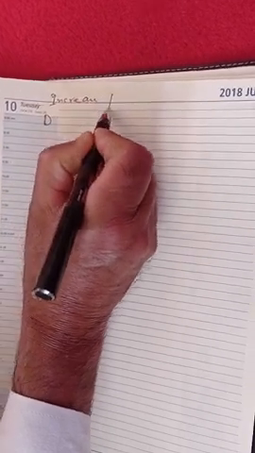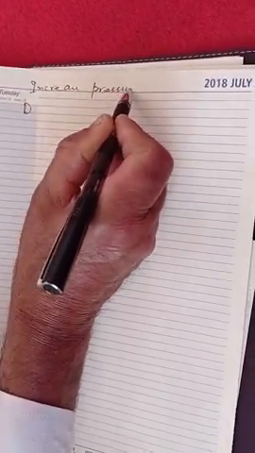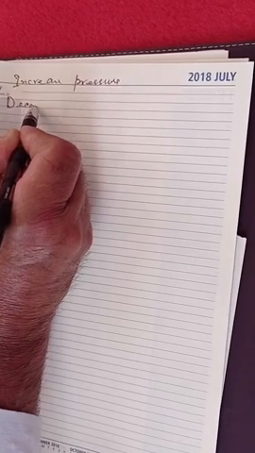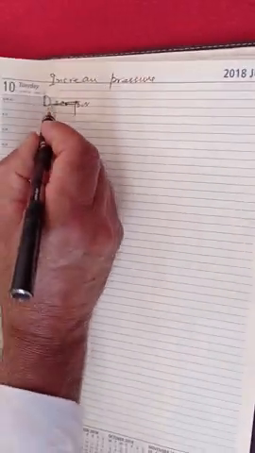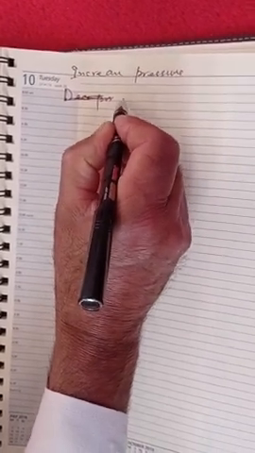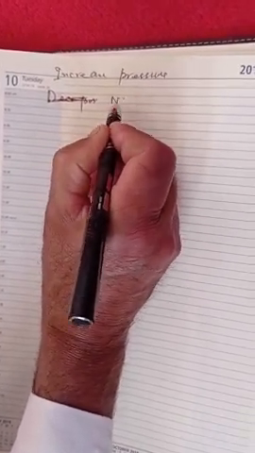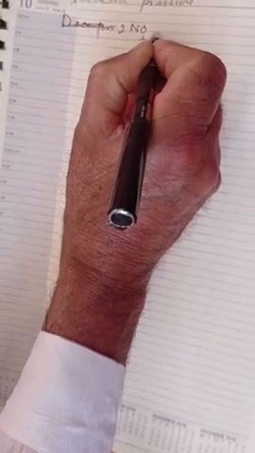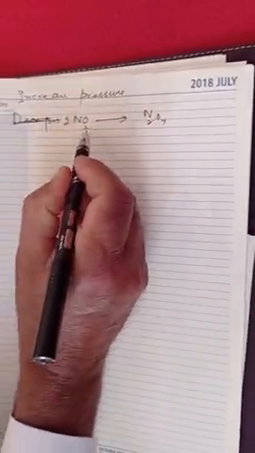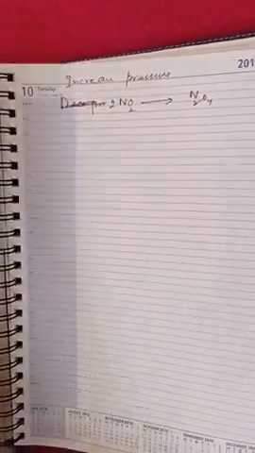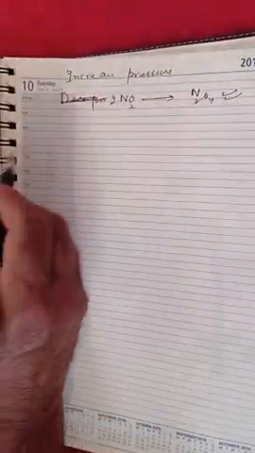If we increase the pressure in this reaction, 2 NO2 gives N2O4. That is the combination of 2 NO2 molecules to give N2O4. This reaction takes place by increasing pressure.